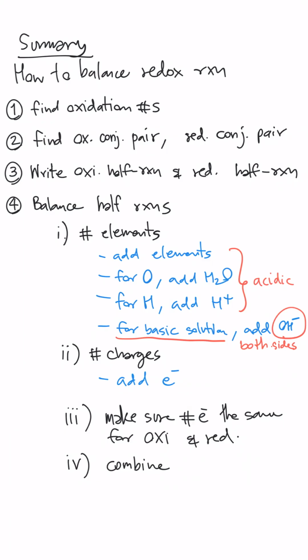Okay, so once each of the half reactions is balanced, the next thing is you will need to make sure that each of those half reactions has the same number of electrons, right, for the oxidation and reduction. If they don't have the same, then you will need to multiply by a certain number in order to make the number of electrons the same. Then eventually you can combine those two and get the balanced chemical equation.